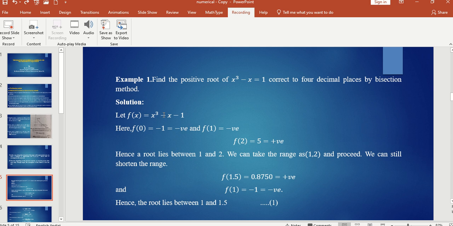So we take x0 as 1 plus 2 divided by 2, which is 1.5. So f of 1.5 is 0.8750, which is positive. So we have the root lies between 1 and 1.5.